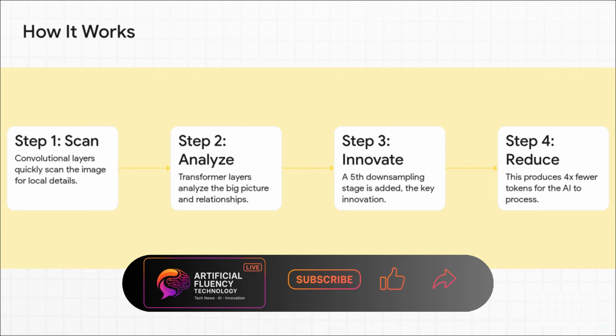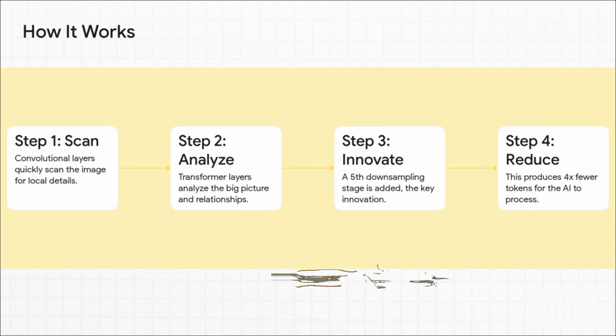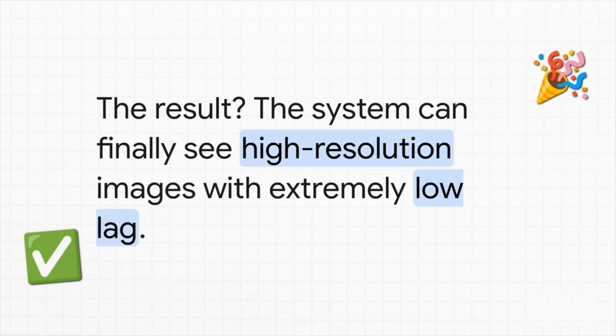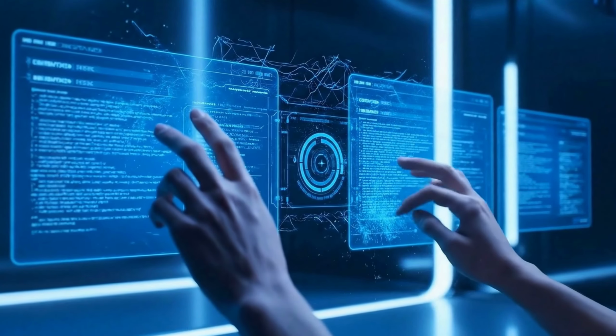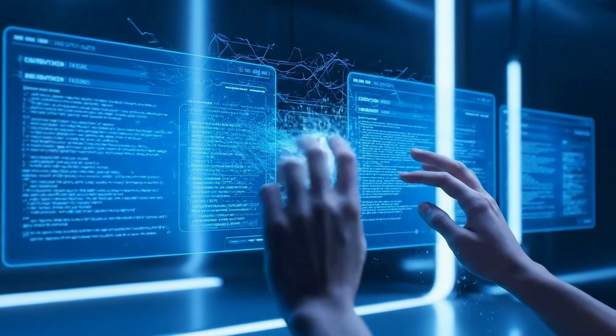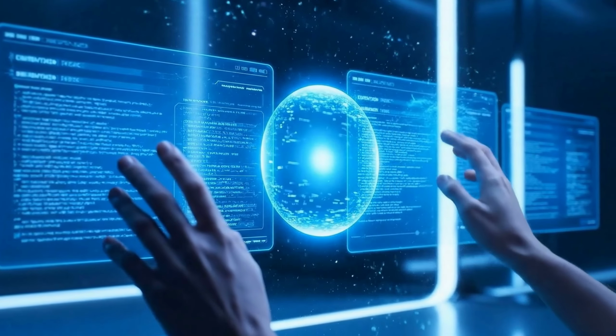But here's the real secret sauce, the key innovation. They added one extra downsampling stage. And what that does is it results in 4 times fewer visual tokens for the AI to process. Just way less work. And the result? Well, it's exactly what researchers have been chasing for years. The system could finally see high-resolution images, capturing every critical detail, but without that crippling, frustrating slowdown. They didn't just manage the trade-off, they broke it.